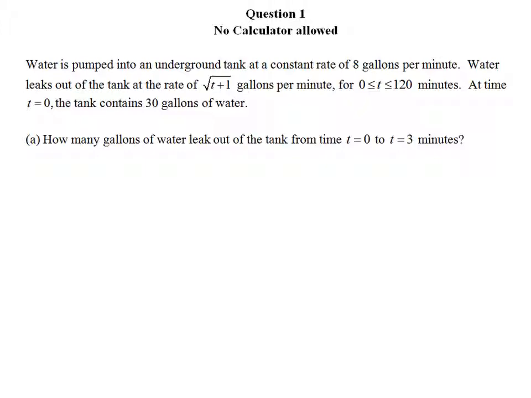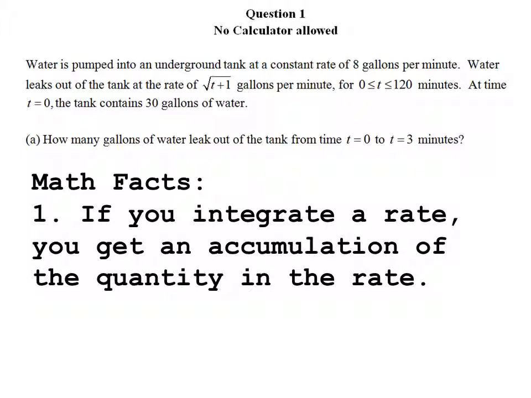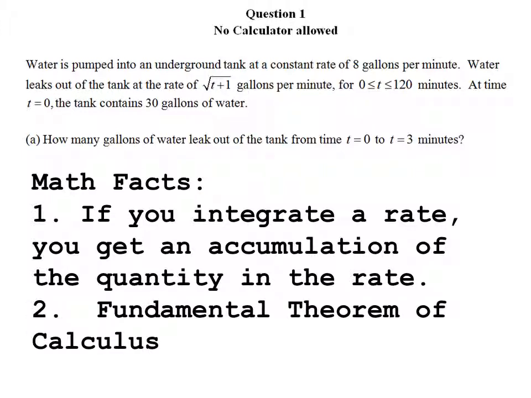The first question asks how many gallons of water leak out of the tank from time t equals 0 to t equals 3 minutes. Now there is a math fact going on behind the scenes here, a couple of them really for this problem. The first one is that if you integrate a rate, you get an accumulation of the quantity in the rate. In this case, an accumulation of gallons. The second math fact is the fundamental theorem of calculus, and we'll use that to evaluate the integral in this part A.